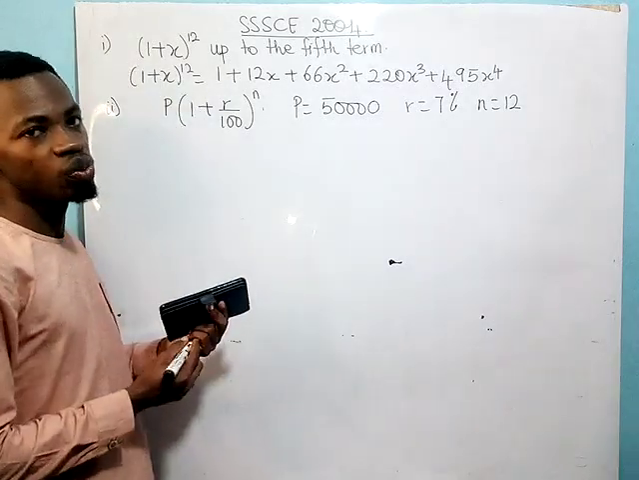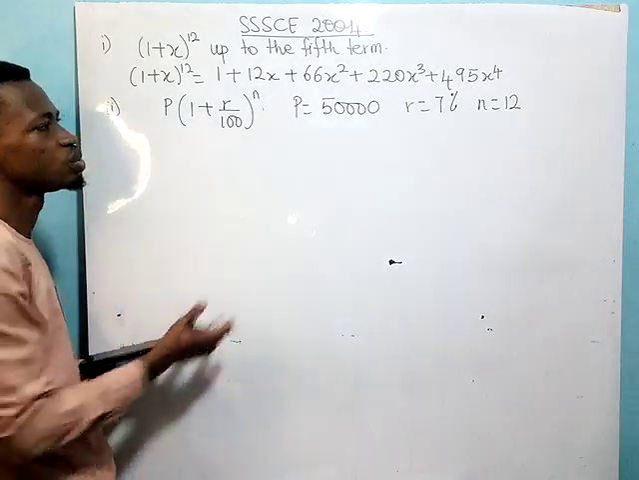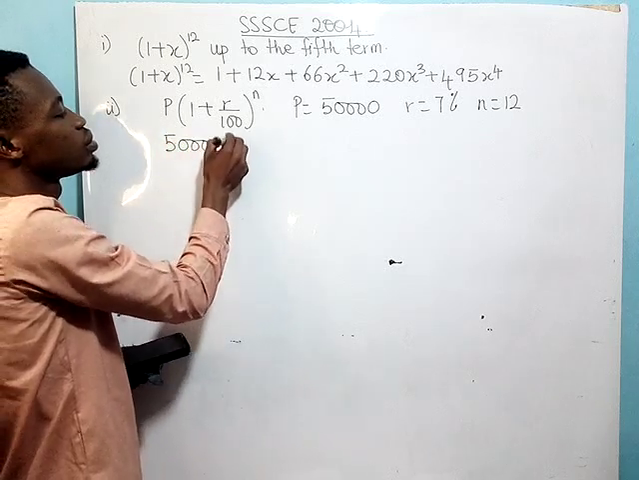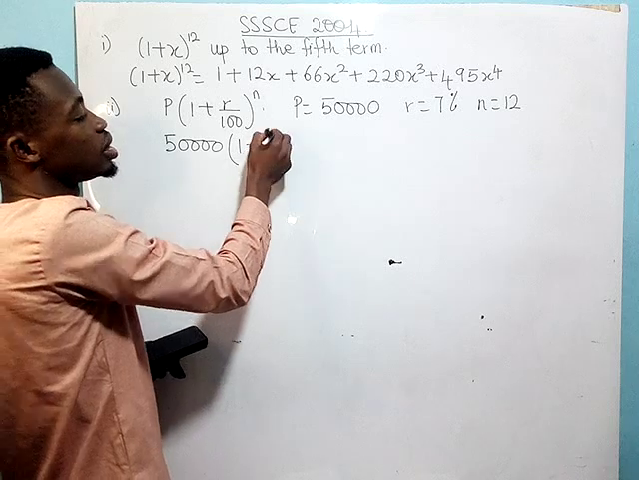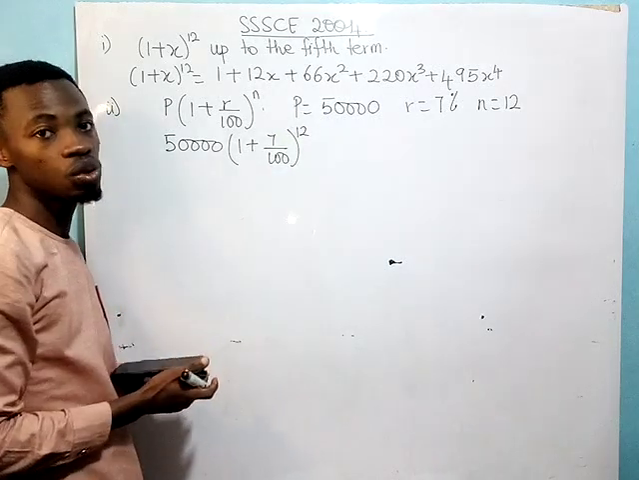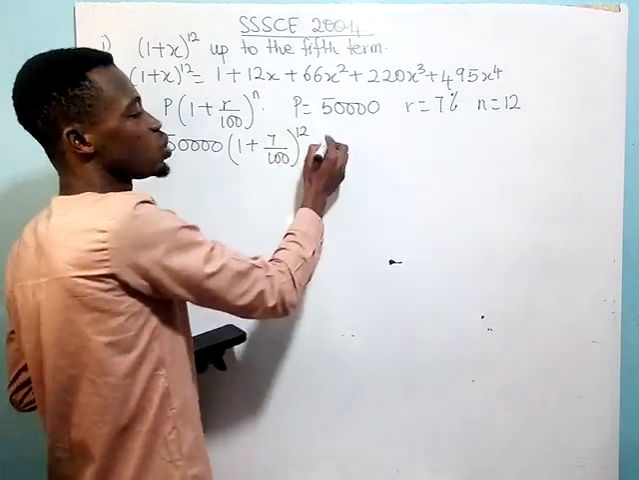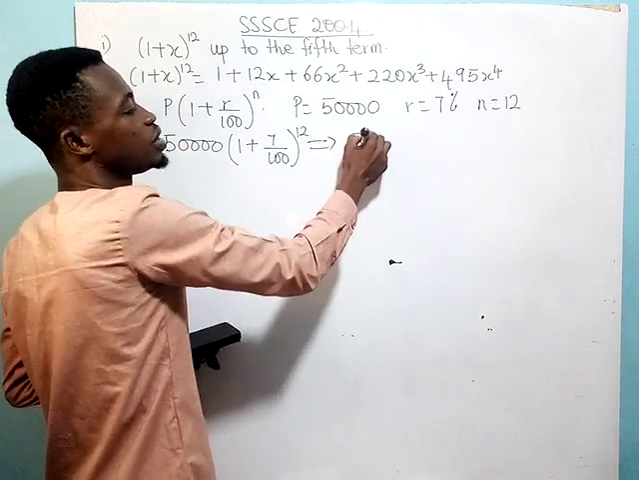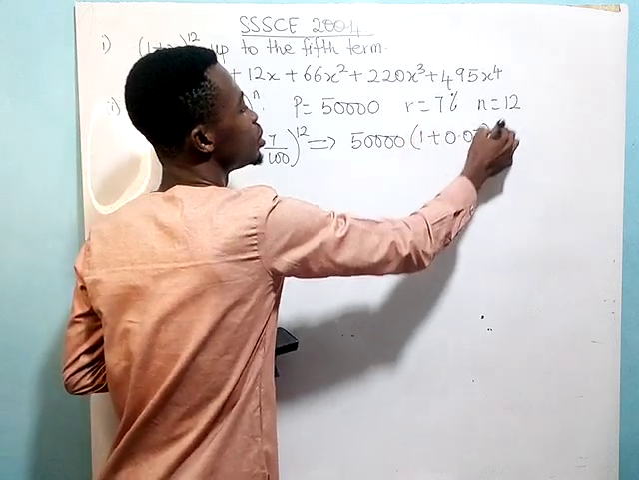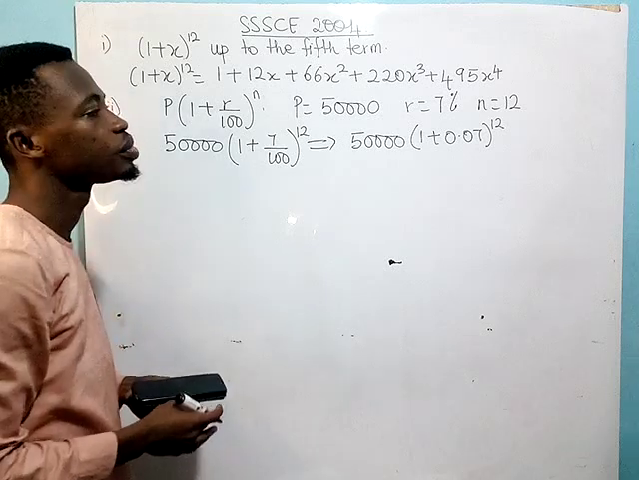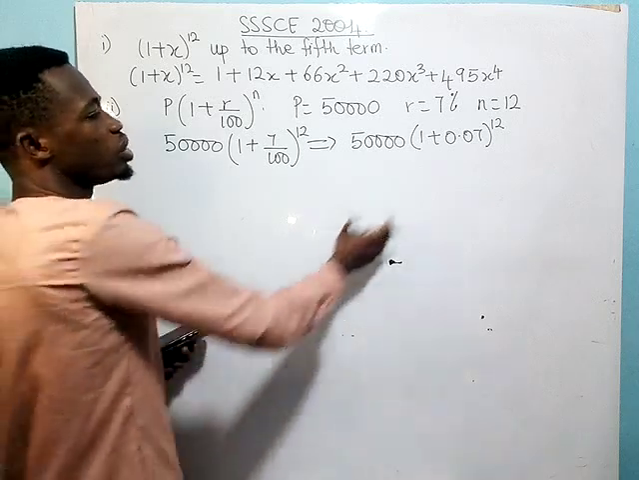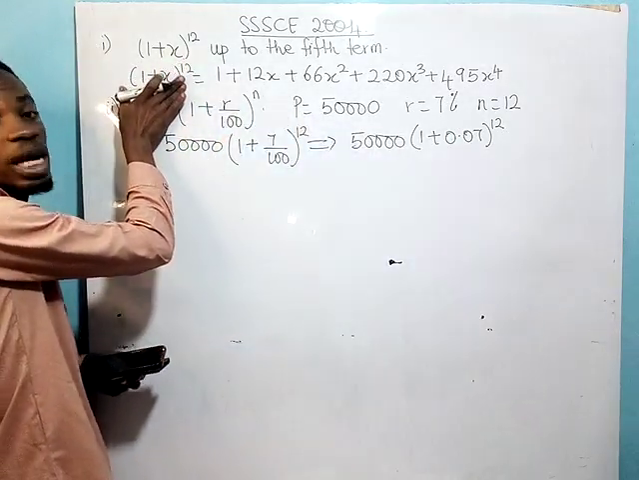So you don't need to panic. This is what we are going to do. Let's do our substitution first. We are going to have 50,000 into bracket 1 plus our rate 7 on 100, where our n is 12. If we are to continue with this, we are going to have 50,000 into bracket 1 plus 0.07 all to the power 12. And we're asked to use the first part to solve the second. So we are going to compare this to what we are given here.